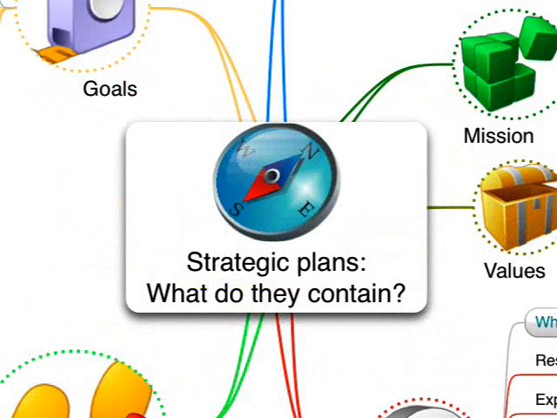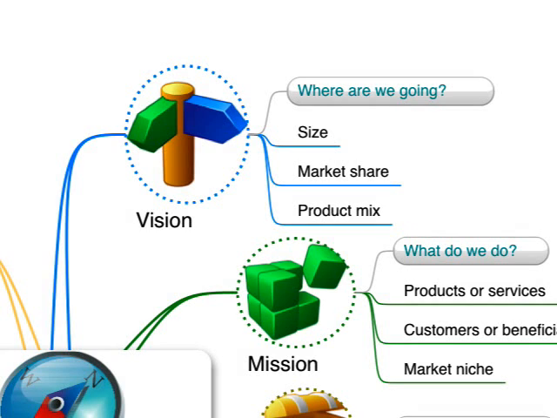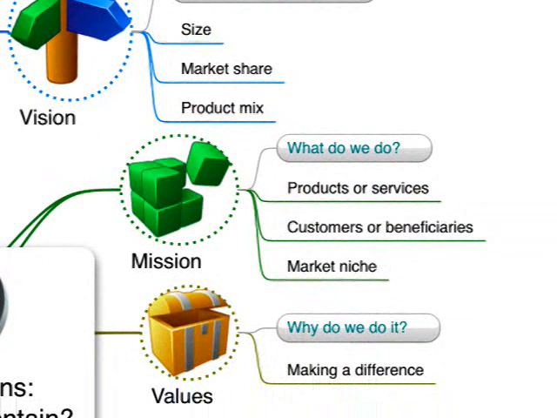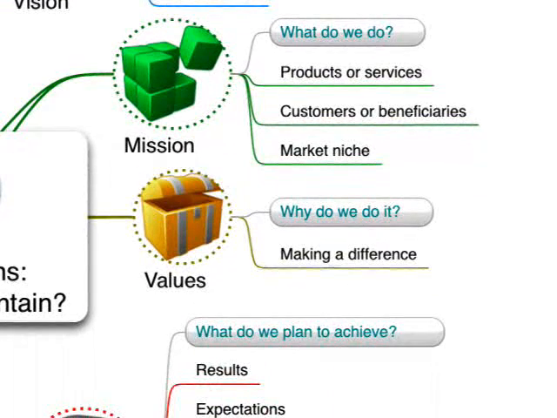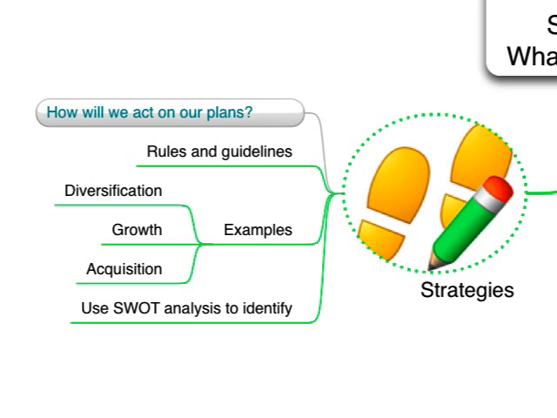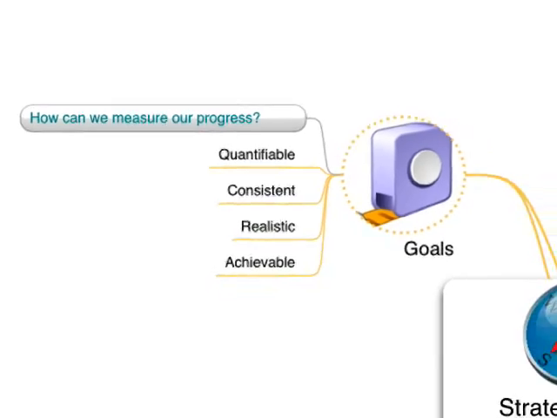So, what should strategic plans contain? Here's a list of some of the main items. The vision of where the company is going in the medium to long term, the mission of the company, what it's all about, the values of the company, explaining why you exist, your specific objectives as a company, what strategies you will use to achieve your objectives, and the goals along the way so that you can plan to meet those goals and be able to measure your progress.